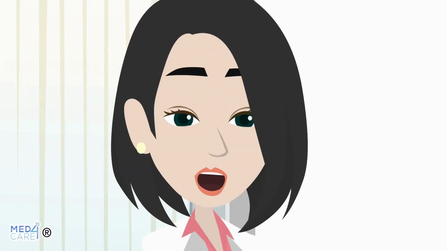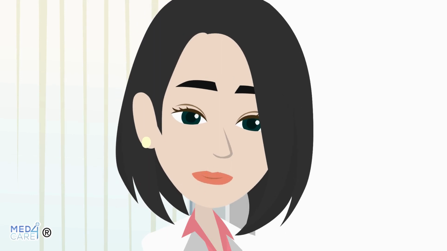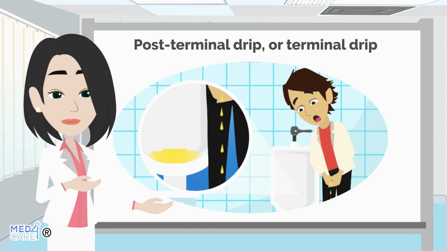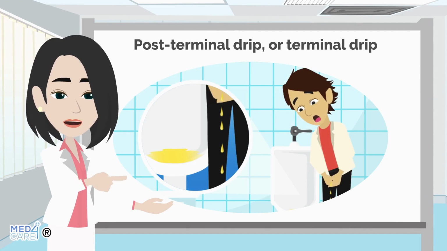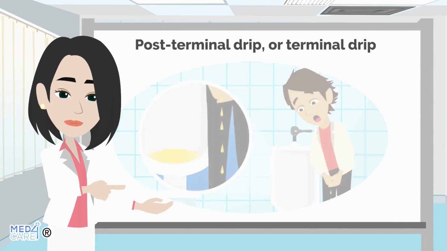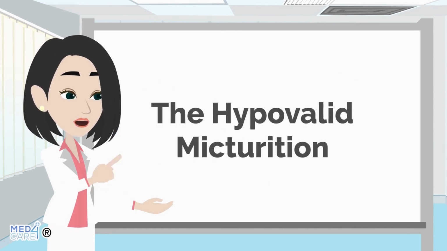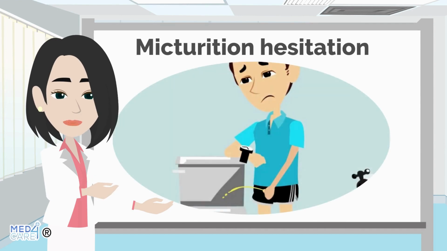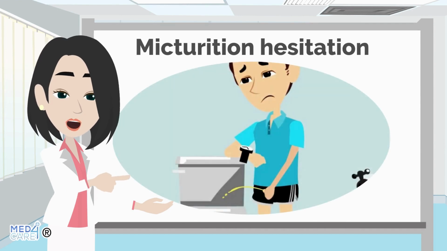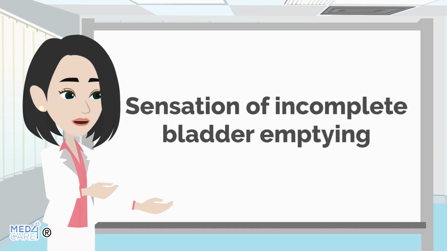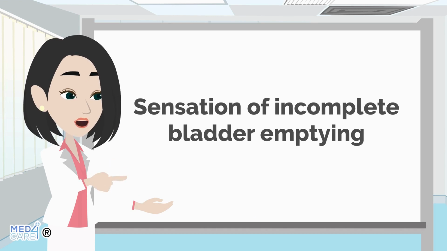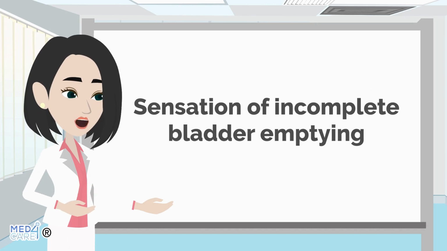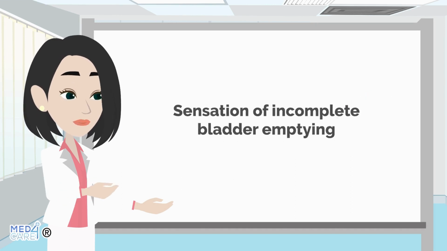Similarly, strangury may be associated with symptoms of an obstructive nature, such as post-terminal drip or terminal drip, which involves the emission of droplet urine after the end of urination. The hypovalid micturition, with poor or intermittent urinary flow. There may also be micturition hesitation, with delay in starting urination. Finally, the sensation of incomplete bladder emptying, when you feel that part of the urine remains retained in the bladder, is also part of the associated symptoms.